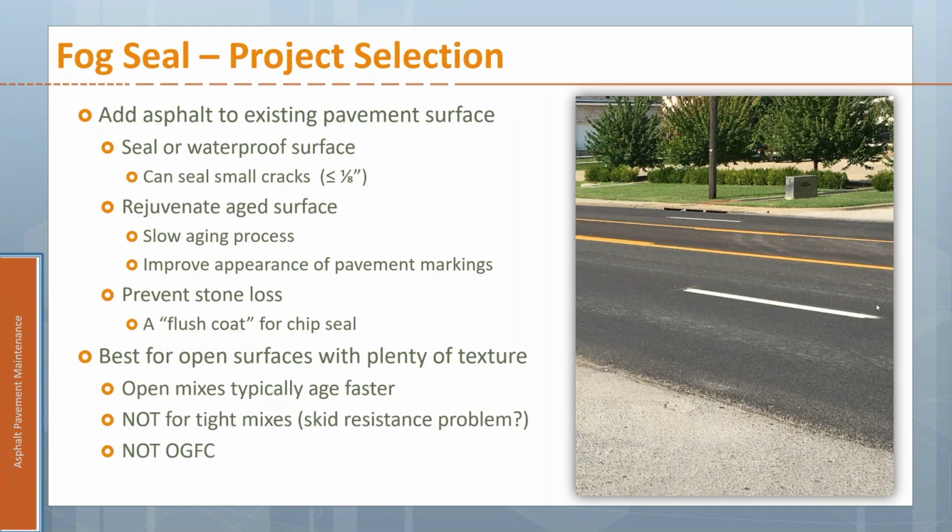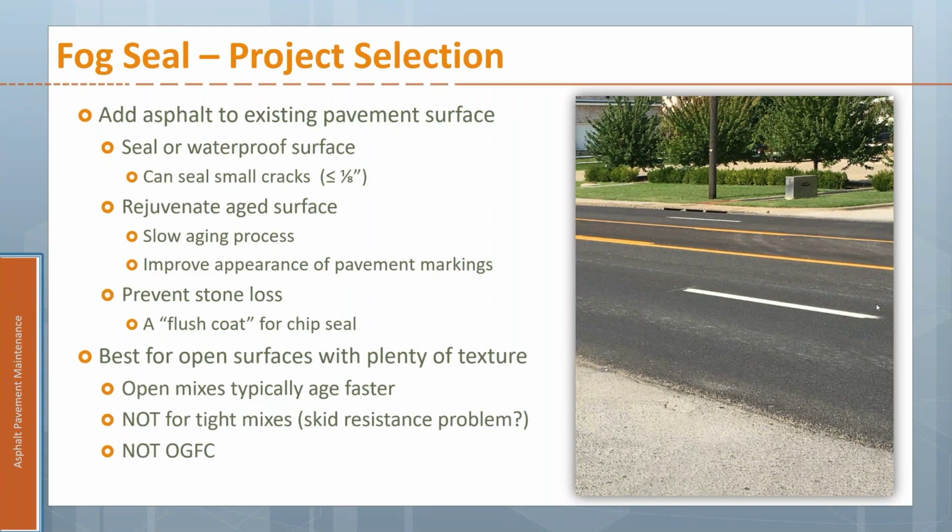Now, open mixes, while they do have a lot of texture, they can help with skid resistance. They also have a lot of surface area, so those are typically the ones that tend to age a little faster. So just keep that in mind, and that's why sometimes your mixes, this one turned gray a lot faster than that one. Maybe it was a different type of mix.